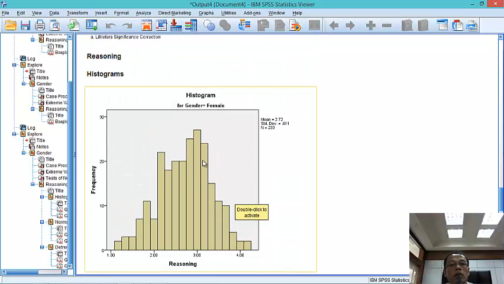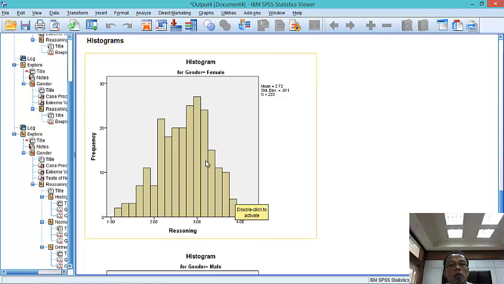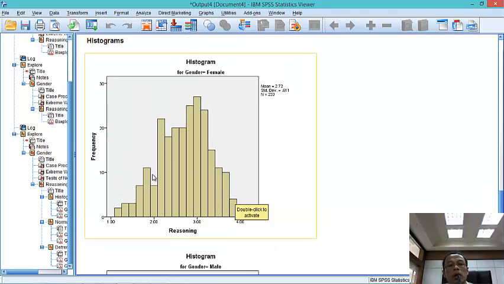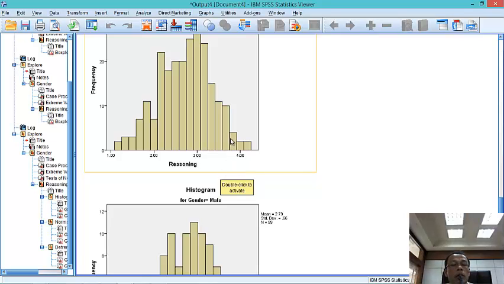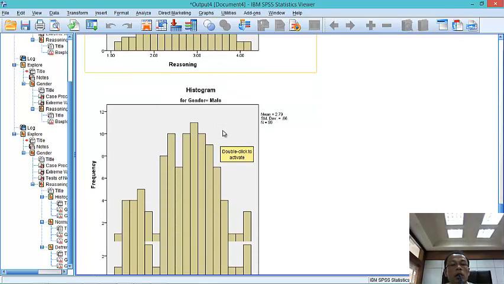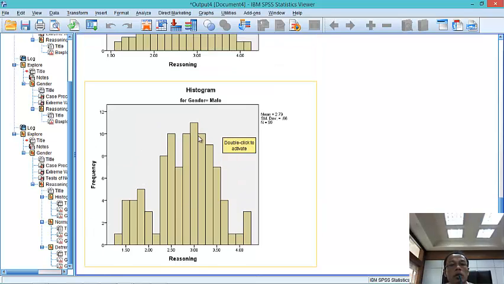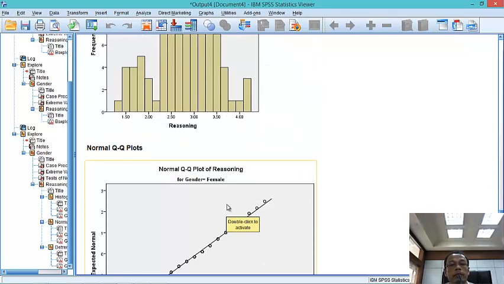However, we can look at the histogram. This is for female. Even though the statistics say it is significant, when you look at the histogram it is acceptable. So sometimes we can judge from the histogram, the picture, whether it is acceptable or not. In this case for male, the histogram is acceptable. Most of the data are in the middle and less on the left-hand side and the right-hand side.